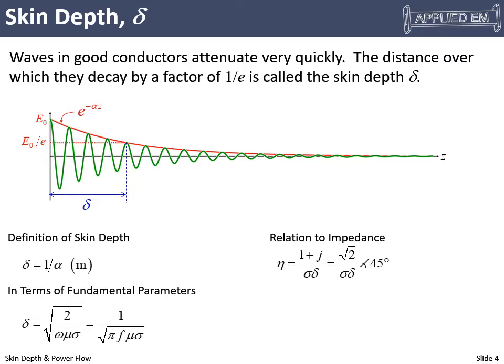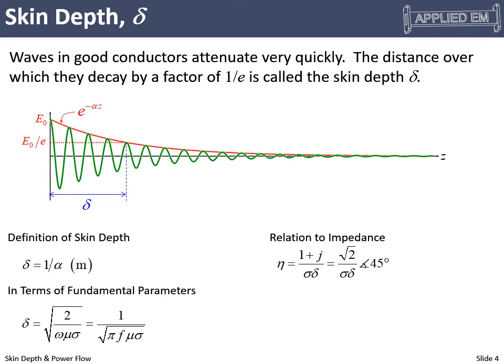So what we're looking at here with the green line is a wave, and it's oscillating, it's pushing power along, but this envelope, this red line, is showing the decay of that wave, and it's decaying e to the minus alpha z. So in a metal, that decays very quickly, and we need some kind of number that just characterizes how far a wave penetrates into a metal before it decays to zero.